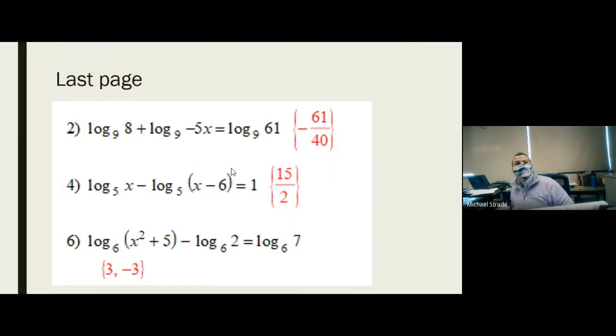And then there's 2, 4, and 6. 2 is -61 over 40. 4 is 15 over 2, or 7.5. And then 6 would be 3 and -3. 2 and 6 are 1 to 1, so you can just set them equal to each other. 4, again, you would have to raise 5 to the 1, so you would set it equal to 5. 5x minus 30 equals x. 4x equals 30, x equals 7.5.